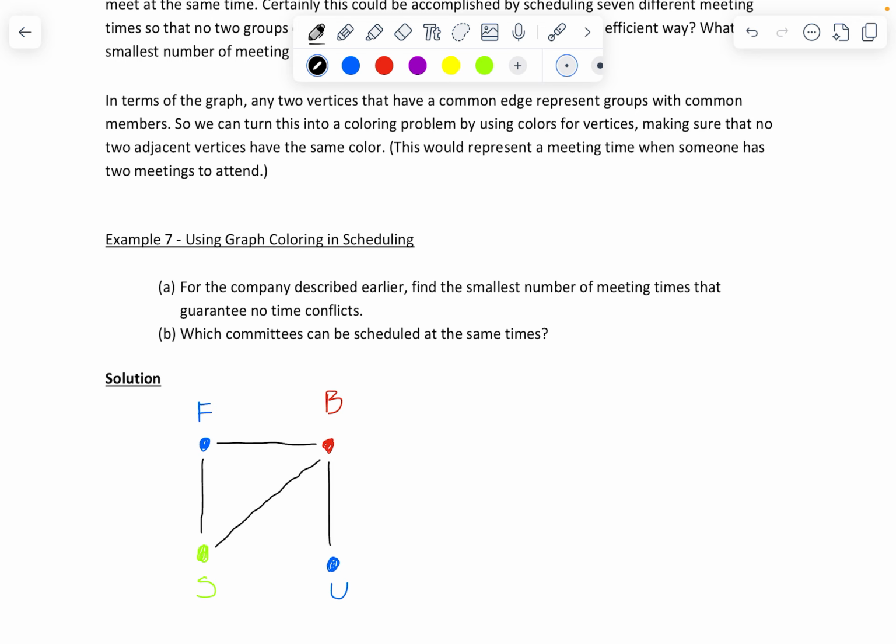And then we have vertex H over here, which can be colored green. Okay, so U connects to H, B connects to H.